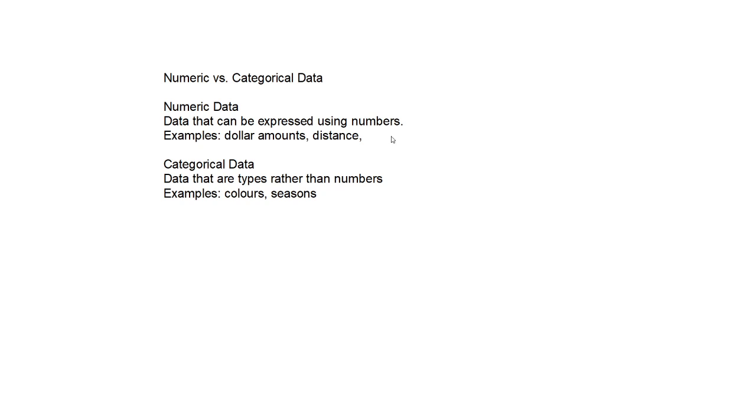So we can separate data into two sort of situations. Either it is numeric or it is categorical. Numeric data is data that can be expressed using numbers. So examples are dollar amounts, distance. Categorical data is data that are types rather than numbers, so colors or seasons of the year.